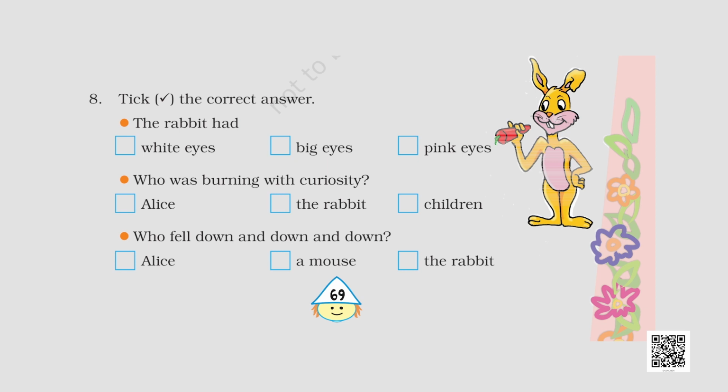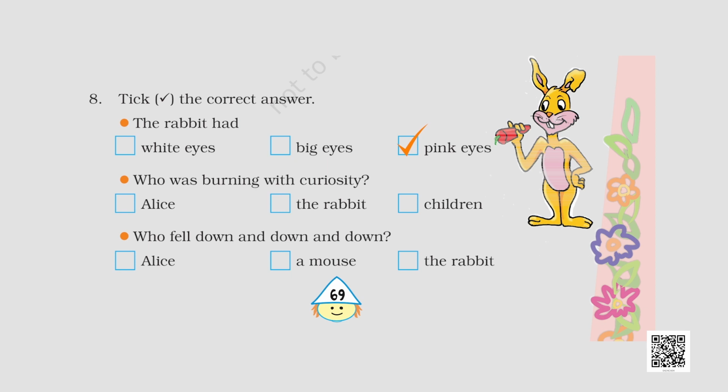We have to tick the correct answer amongst the 3 alternatives that are given to us. Let us try them. The rabbit had white eyes, big eyes, pink eyes. Which is the right answer? Yes, you're right. The rabbit had pink eyes, the third option.